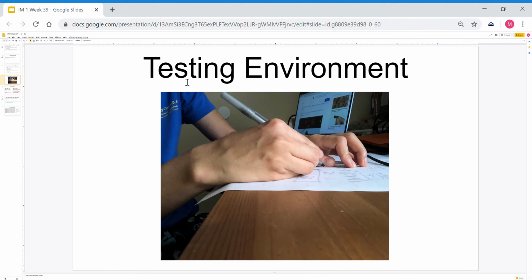Testing environment. So when your camera is turned on, it needs to look something like this, where I can see both hands at all times, along with your writing tool and the sheet of paper you're writing on. Notice I have a computer in the background. Make sure your hands are always on the paper and never touching the keyboard.